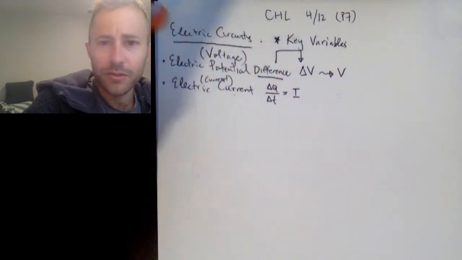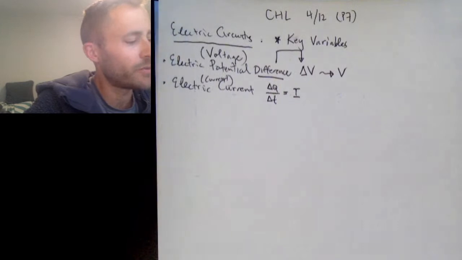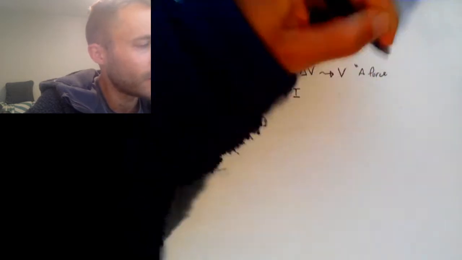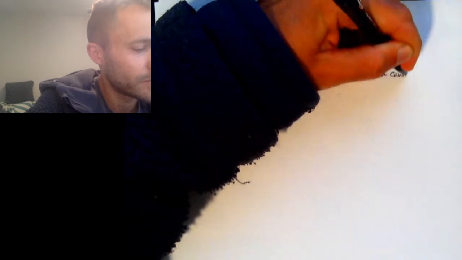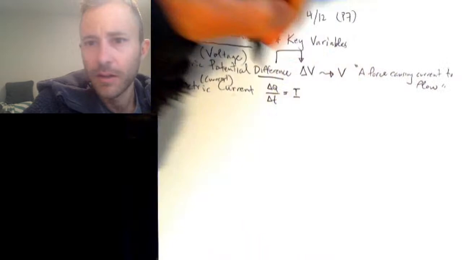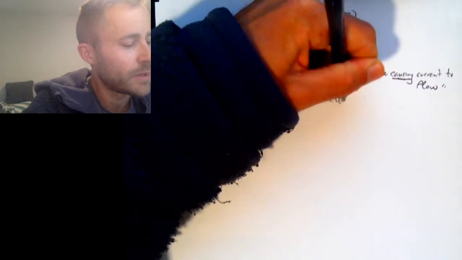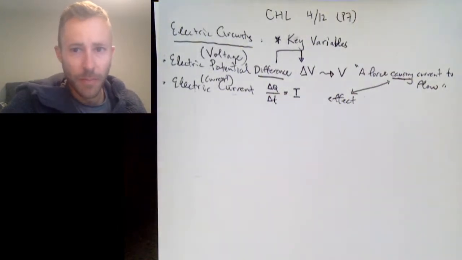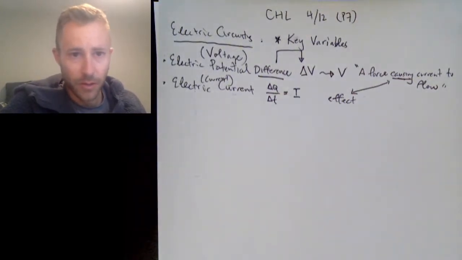So if we wanted to think sort of intuitively about these quantities, voltage is basically a force causing current to flow. It's a cause, and then current is the effect. So nothing will happen in a circuit unless there is some voltage somewhere. You need to have a voltage, and then a current will begin to flow.